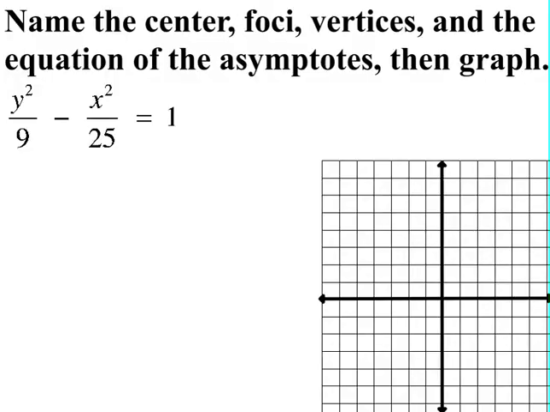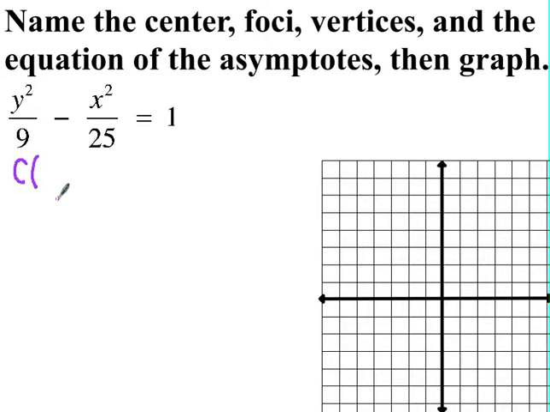So let's go ahead and look at the first one. We're going to look at two of these today, and then we're going to call it good. It says name the center, foci, vertices, and the equation of the asymptotes, then graph. From what you've learned with parabolas and ellipses, what would the center of this one be?